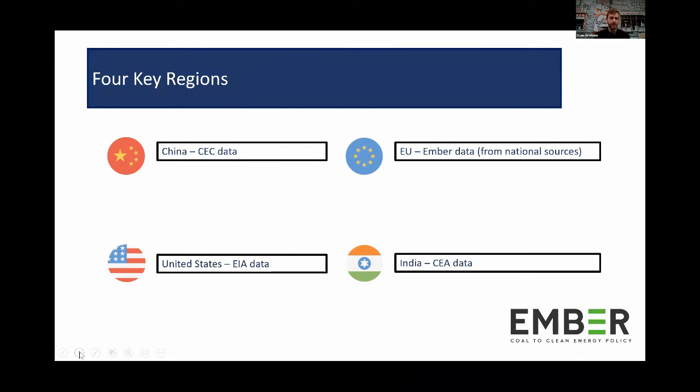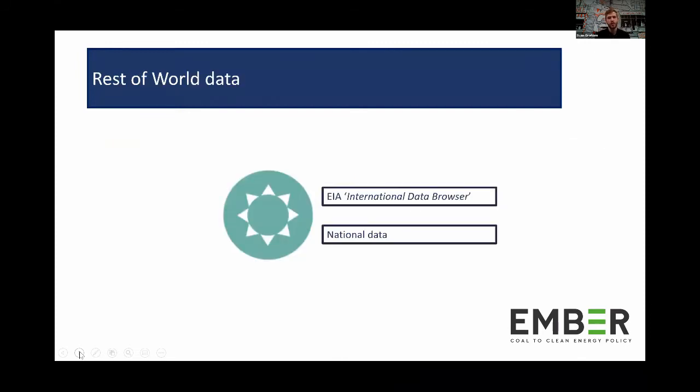And finally, for the rest of the world, we relied on the EIA's international data browser as a source of historical data, which is a fantastic source of free and open data put together by the EIA. And then we used a combination of national data sets and informed estimates to build up a full picture for 2019 generation. So release of national data allowed us to build up a picture for over 2/3 of electricity generation from these rest of world countries. And the rest was estimated as follows.